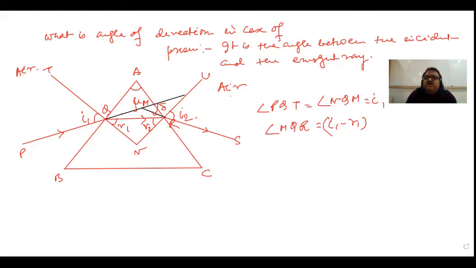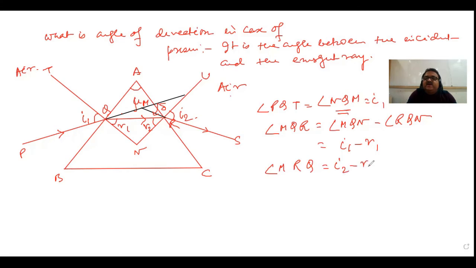Okay, let me explain it in more detail. Note it down, it's better. MQR can be written like this. MQR is actually angle MQN minus angle RQN. It is clearly seen from the diagram, correct? MQN is nothing but this I1 and this R1. Similarly, if I do the calculation for the other side, that means if I calculate MRQ, I will find in the same way this I2 minus R2.